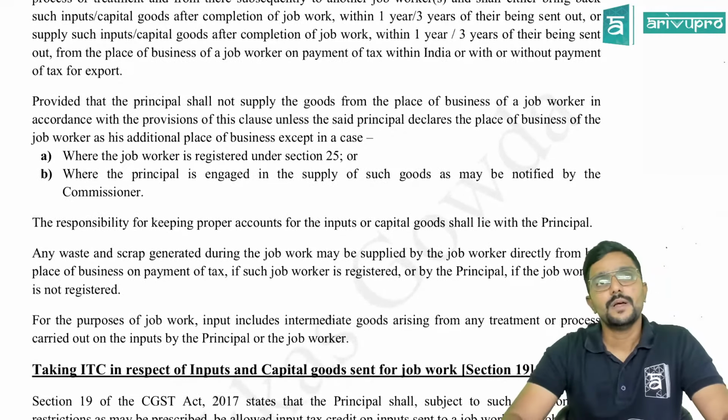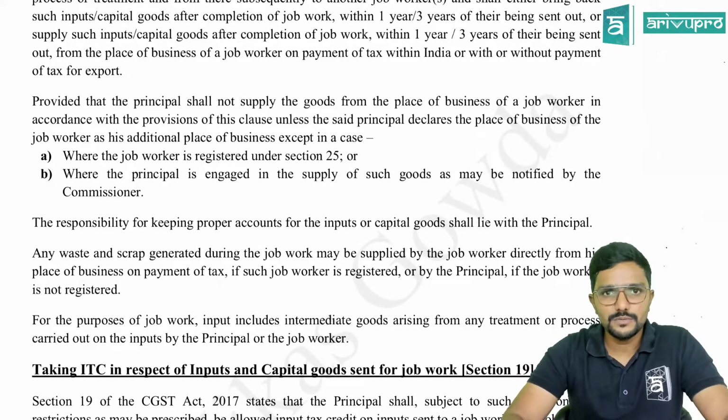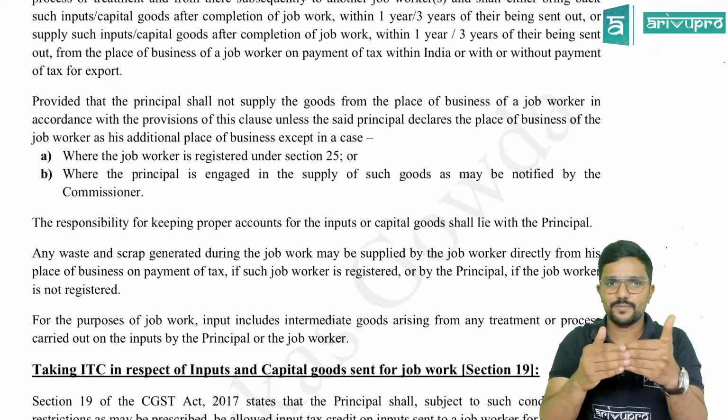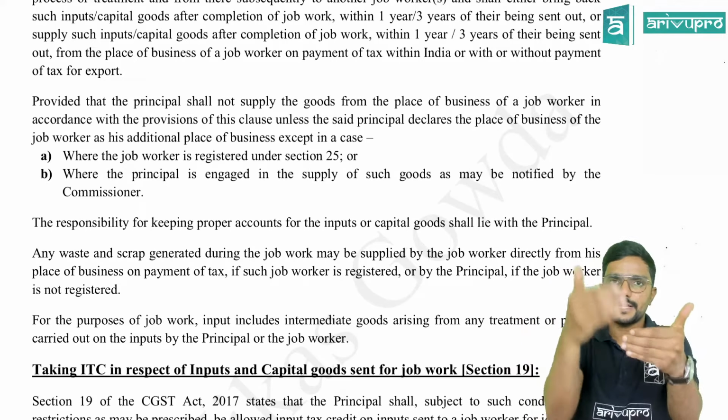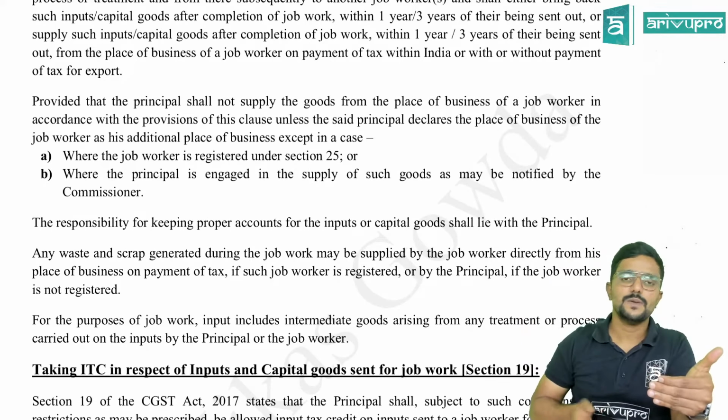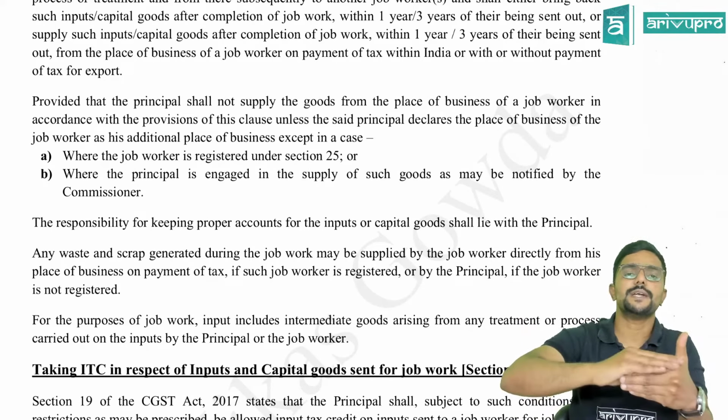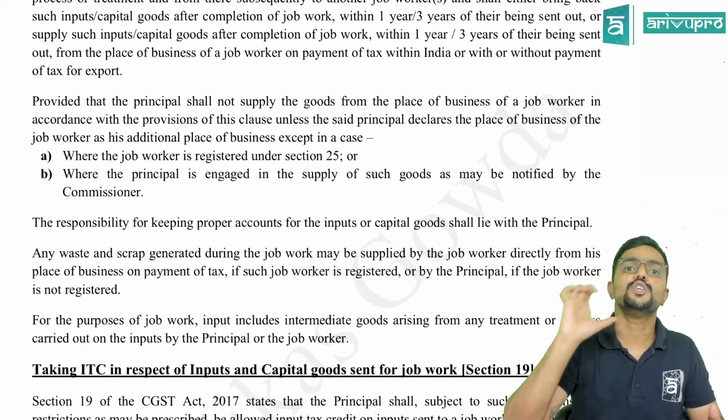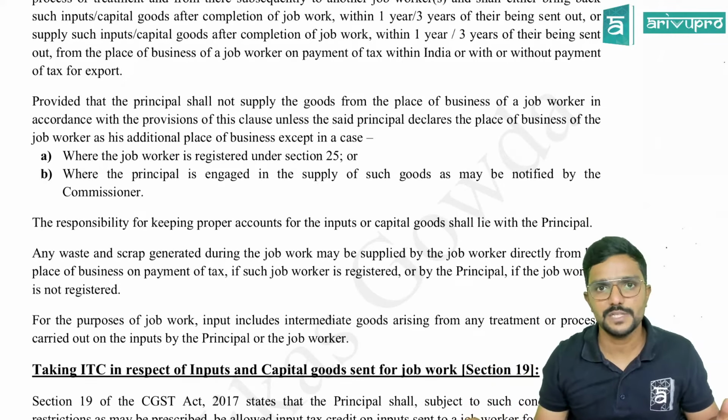So the principal also has an option. He has two options within the time, that is 1 year or 3 years. He has to get back the goods to his place, or else he can also sell it to the customers from the job worker's place only within that time.